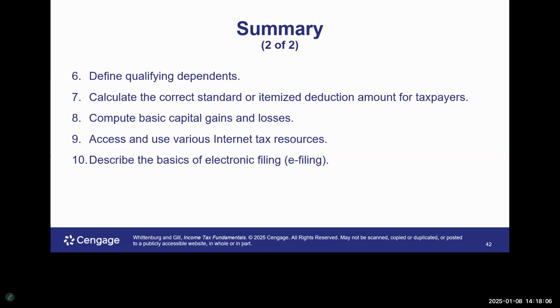We computed the basic capital gains and losses and also learned the difference between capital gains and losses versus ordinary gains and losses. We learned how to access and use various internet tax resources. There's the IRS website. They have Tax Notes, ChatGPT and artificial intelligence, and also the professional tax software that is out there. And then lastly, describing the basics of electronic filing, better known as e-filing. So this brings us to the end of the PowerPoint presentation for Chapter 1, the individual income tax return.